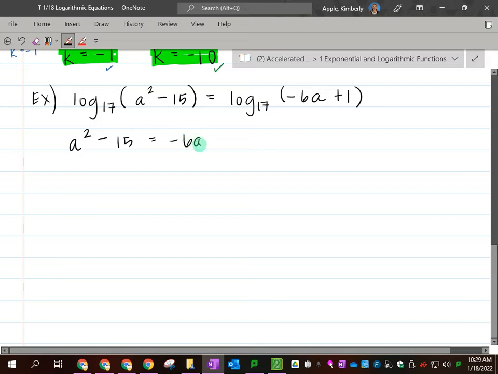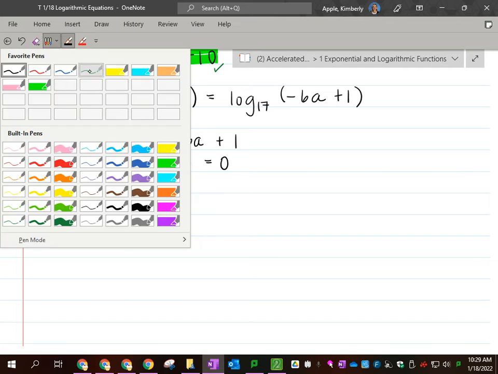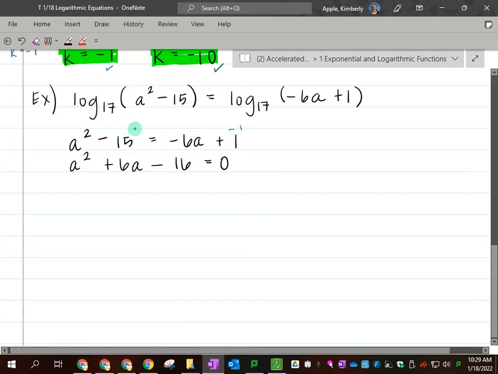a squared minus 15 equals -6a plus 1. This is a quadratic, so I know I need to put it in standard form and get ready to factor it. This will be a squared plus 6a. Bringing this guy over will make him negative, so this will be -16 equals 0. So again, what I did here is I subtracted the 1 from both sides, and I added the 6a to both sides. Algebra.